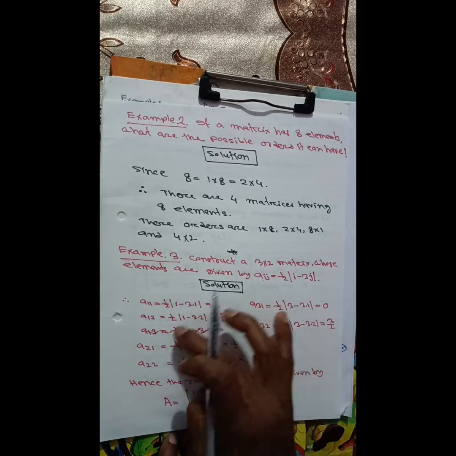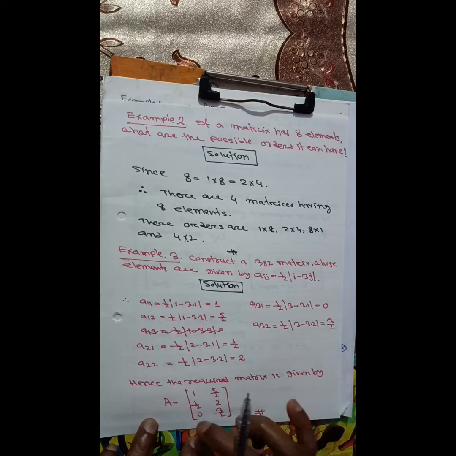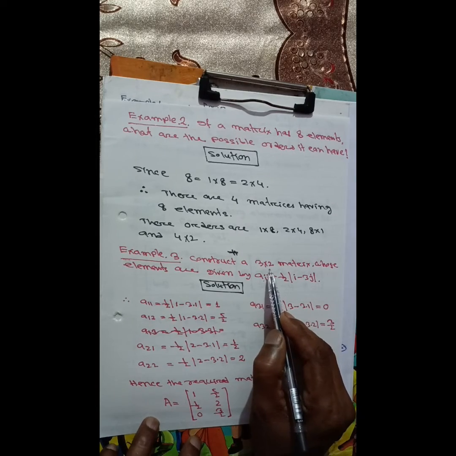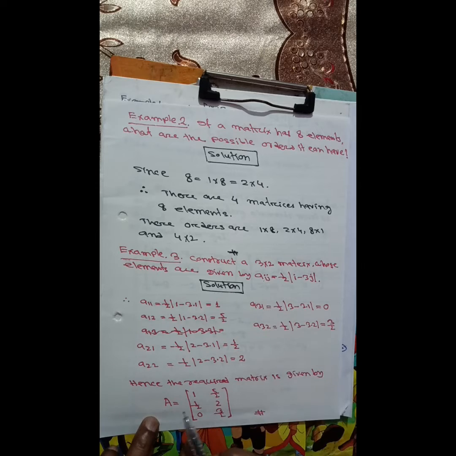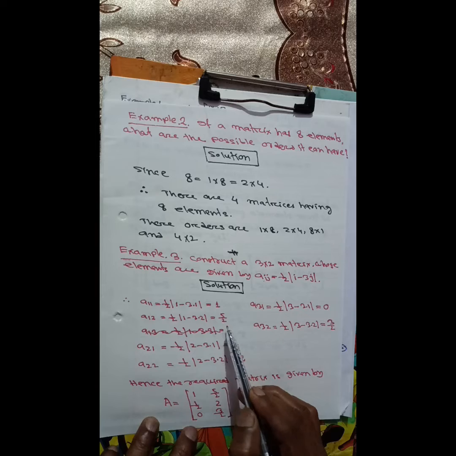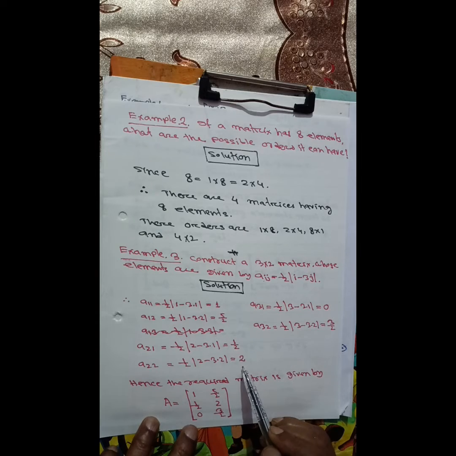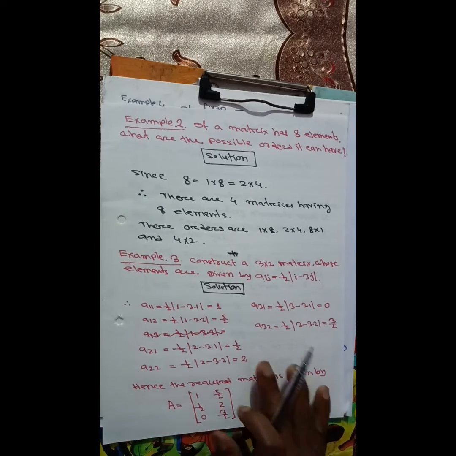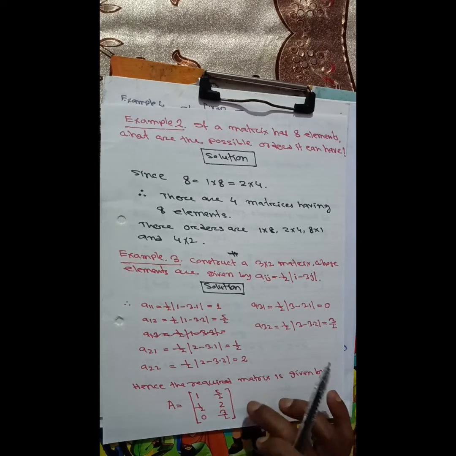If we put all these elements in matrix form, since the matrix is given in 3 by 2 order, therefore it equals first row 1, 5 by 2, next 1 by 2, 2, next 0 and 3 by 2. That is the required matrix which the question asks.